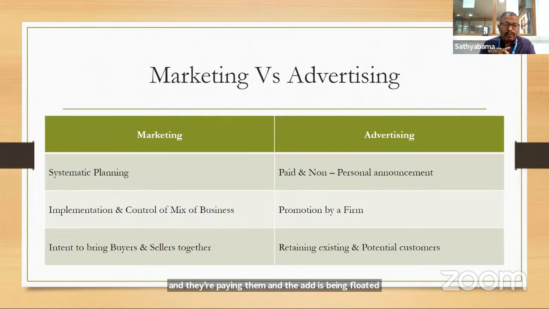Next is the intent to bring buyers and sellers together. The best example is again, if I search something in Google, it is reflected in Facebook. I'm bringing a buyer and seller onto the same platform so that I can buy or promote my product. Here it's retaining existing customers, which is somewhat difficult in advertising. In advertising, you're retaining the customer or generating a potential customer.